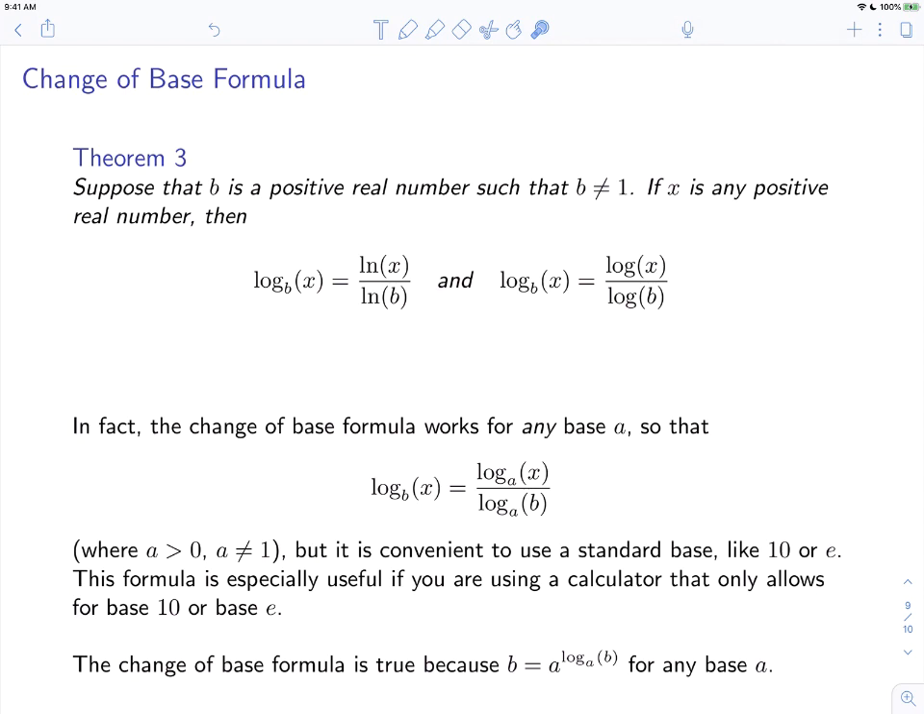The reason the formula is true is because of this fact. This is just the cancellation law again. A raised to the log base a of b will give you just b. It's just the cancellation law again. And that's really why this is true.